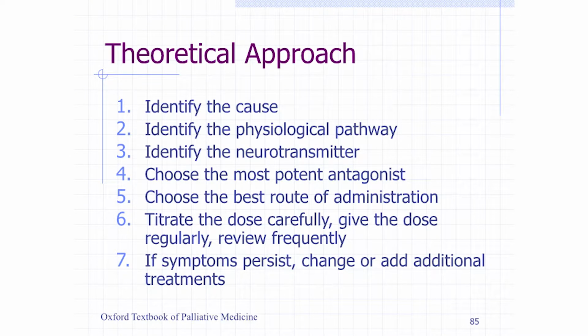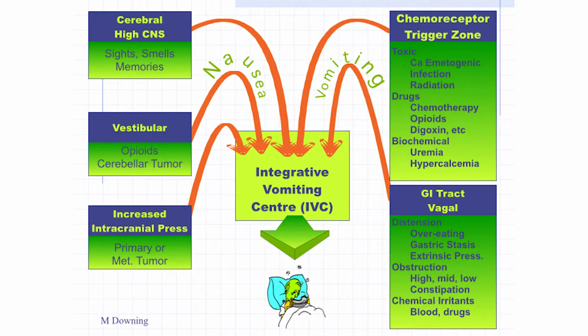The theoretical approach to this is kind of a nice theory. We should identify the specific cause of the nausea, identify the pathway, think about the receptors, choose the best drug, best route of administration, etc. This is a good slide from Michael Downing that many of us have used over the years that shows a little bit on the physiology of nausea and vomiting. I'm not going to go through the details, but the point is there are 5 or 6 major areas that nausea has an impact on.